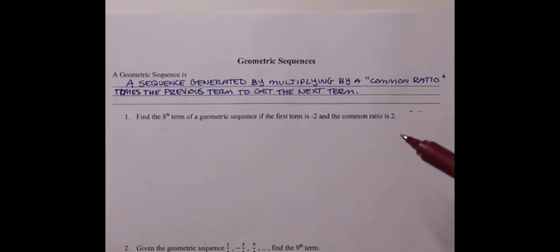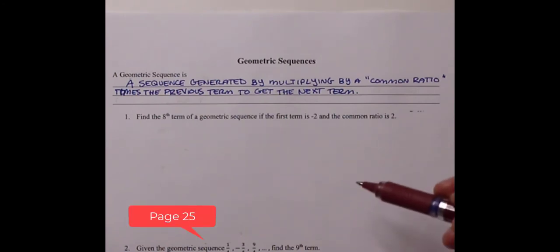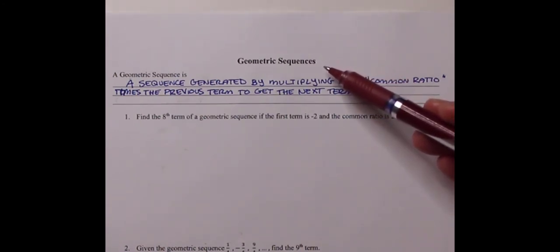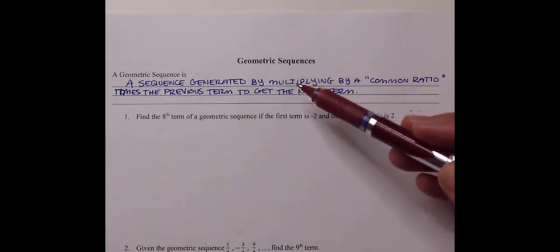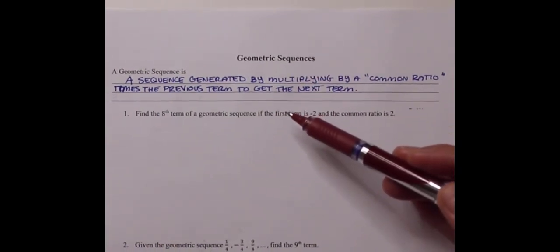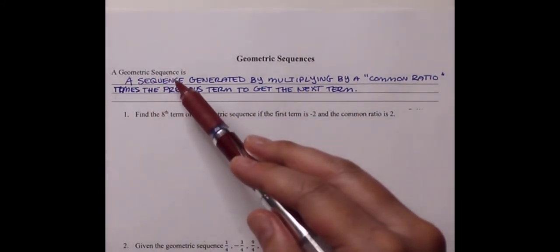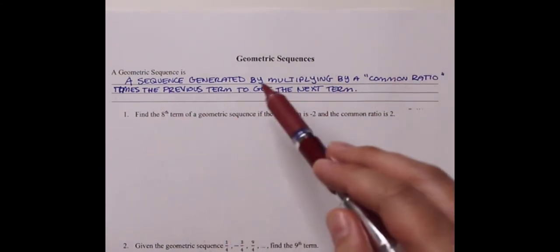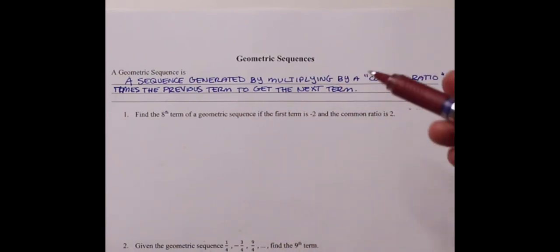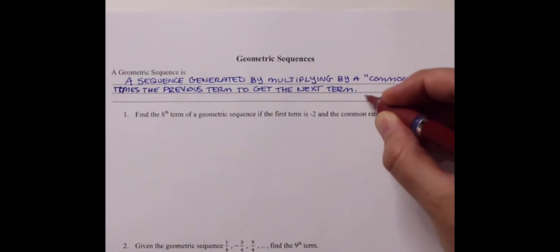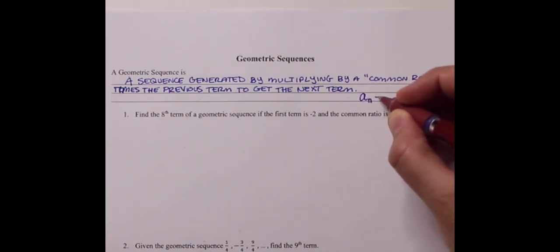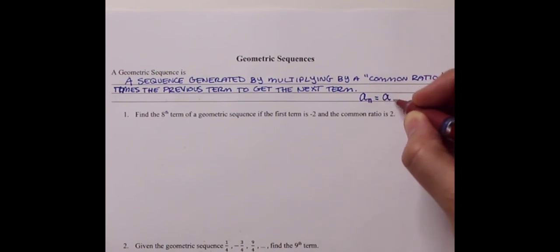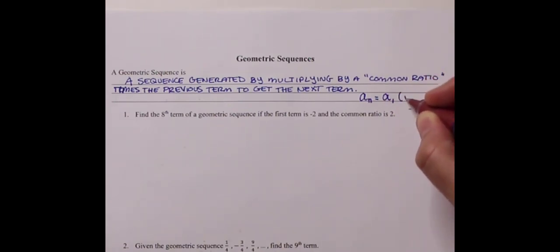Alright, looking at the last page for this video, page 25 from your handbook, we're going to be looking at geometric sequences. We just finished talking about arithmetic sequences. Geometric are different in that they're formed by multiplying. A geometric sequence is a sequence generated by multiplying by a common ratio, so you multiply the previous term to get the next term. In terms of a formula, a sub n, the nth or general term of the sequence, is the first term a sub 1 times some common ratio r raised to the n minus 1 exponent or power.